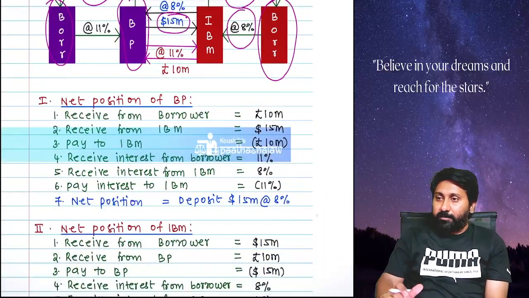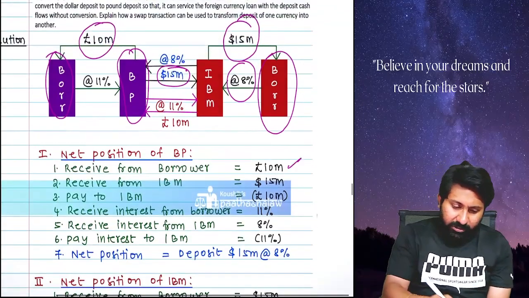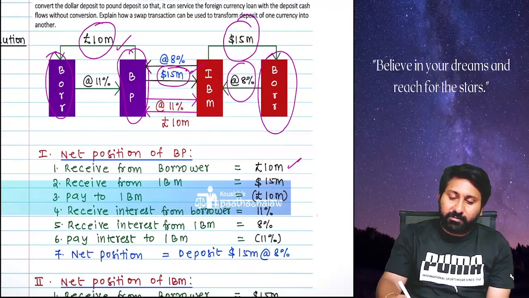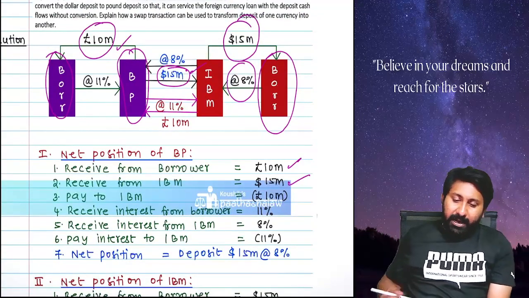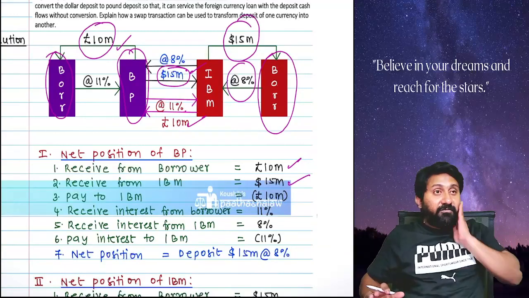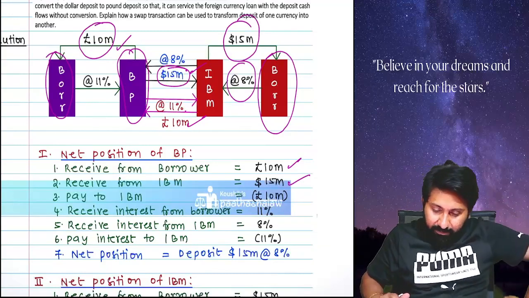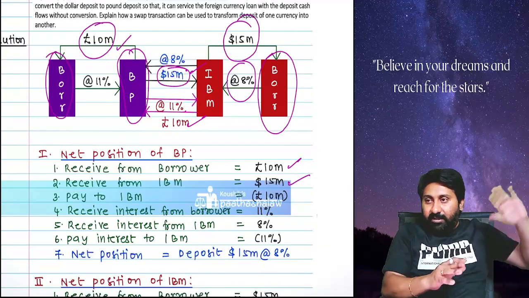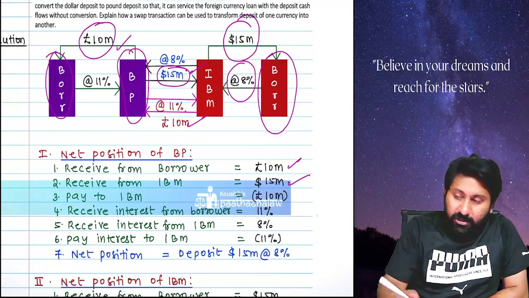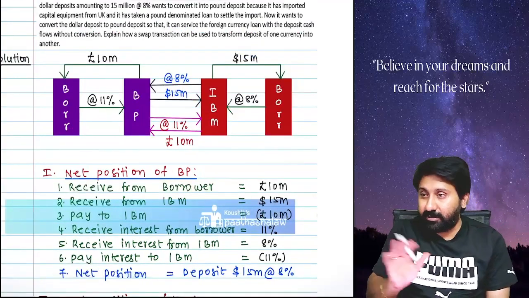Net position of Bharat Petroleum. See, simple question here. Receiving from the borrower. From IBM, how much we will receive? 15 million. Pay to IBM. How much will we pay? Our 10 million we have taken, we will pay. So we have deposited 10 million, and we will be having that amount of 10 million, we will pay it to IBM. So net of the transactions on both sides. Okay, let us understand and summarize one more time.